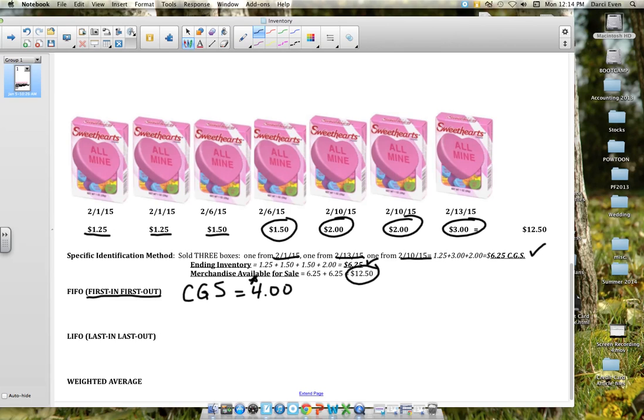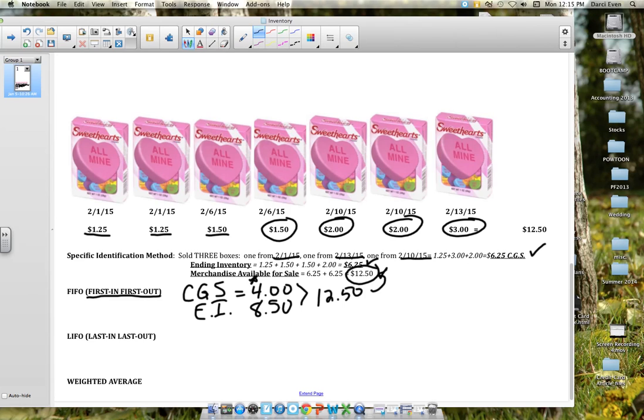And so when we subtract our cost of goods sold from the amount that we had available, we would get what? $8.50. And so that's what ending inventory would equal. And if we add these up, 2, 4 plus 3 is 7, $8.50, and that's how we get the ending inventory. We add these 2 together, it comes out to $12.50. That's the same as what we had up here with the specific identification method, and so we know that we're correct.